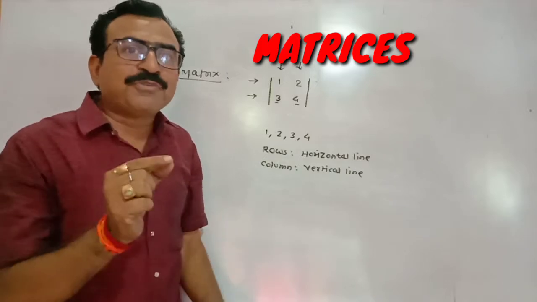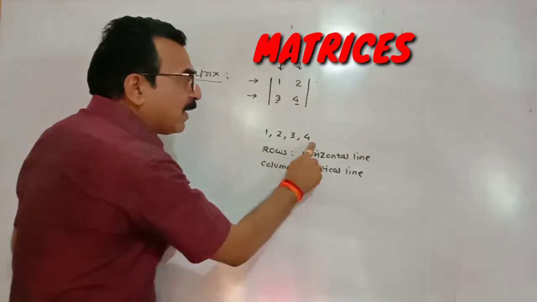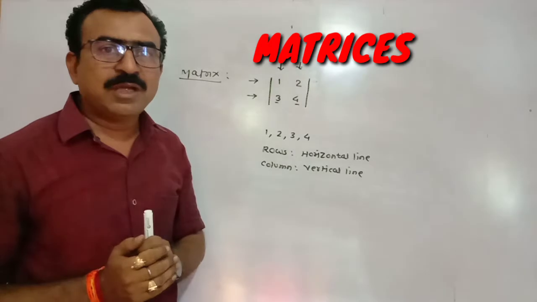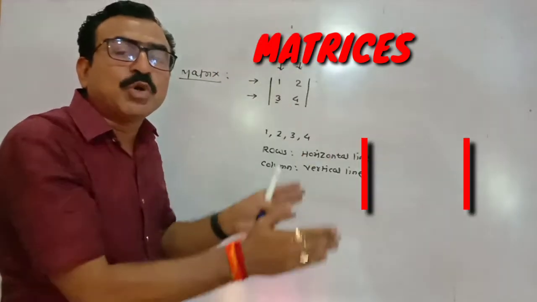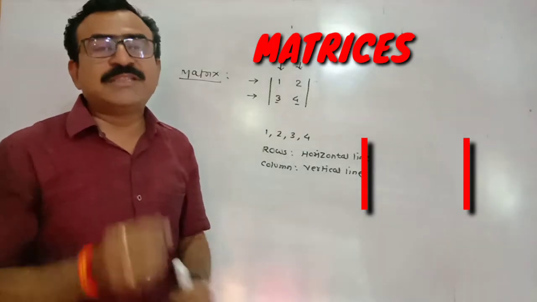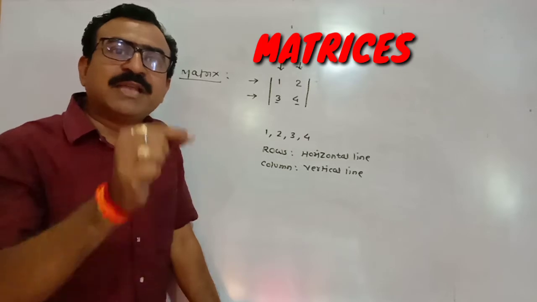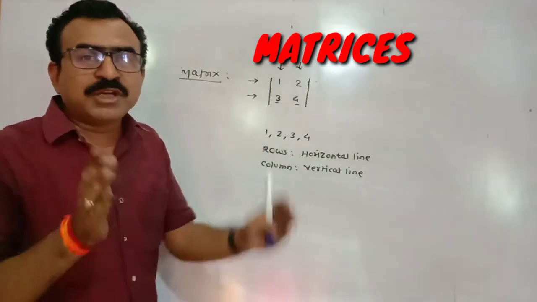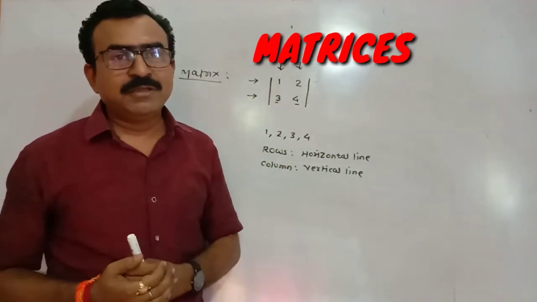Understood? So friend, here in this figure, these 4 numbers are arranged in some rows and some columns. And after that, this arrangement is enclosed between 2 parallel lines. And this is called a determinant. Or in simple words, you can say that the arrangement of numbers in rows and columns enclosed between 2 parallel lines is called a determinant.